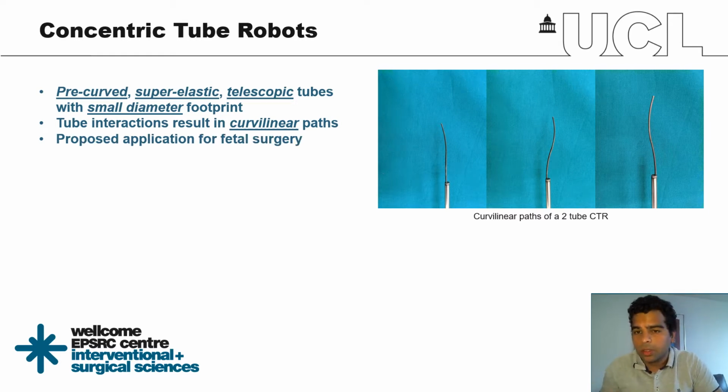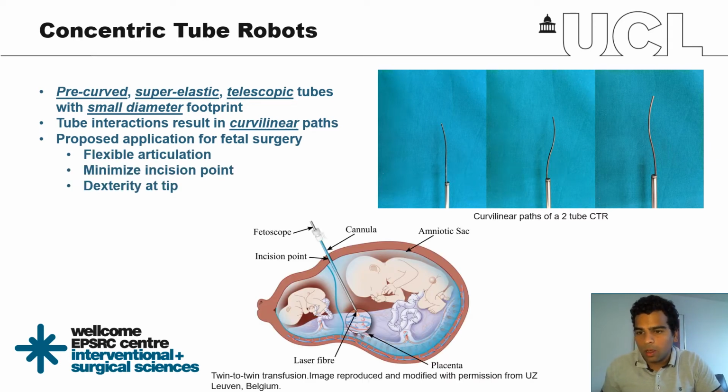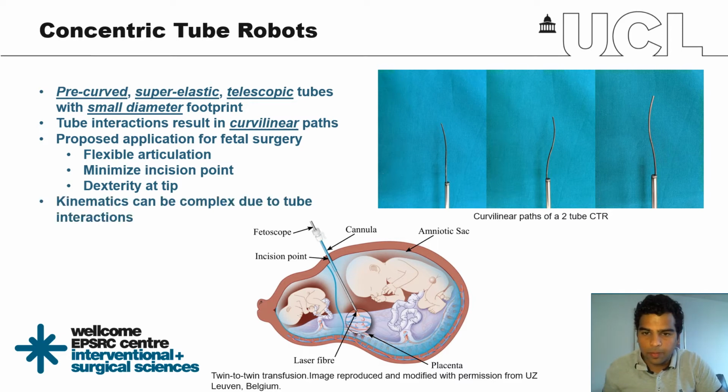And one proposed application for concentric tube robots is that of fetal surgery. For example, in twin-to-twin transfusion syndrome, rather than using these rigid instruments, we can use concentric tube robots for their flexible articulation. They minimize the incision point, and they still offer dexterity at the tip.